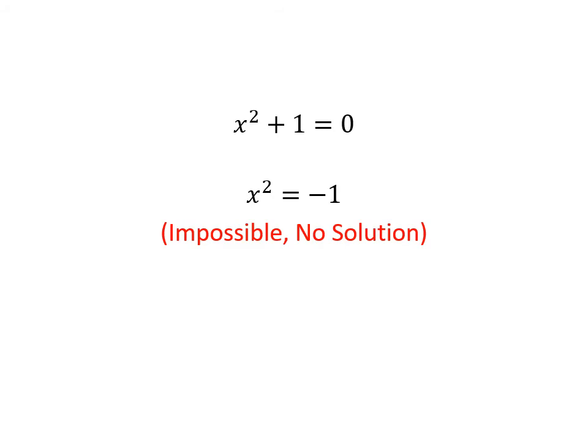So we write x squared equals negative 1, something squared equals negative. Of course, it doesn't make sense. It's impossible. It has no solution. So such equations do not have a solution.